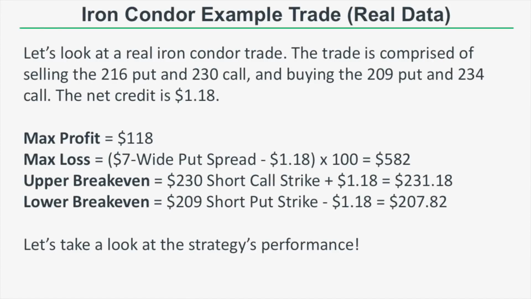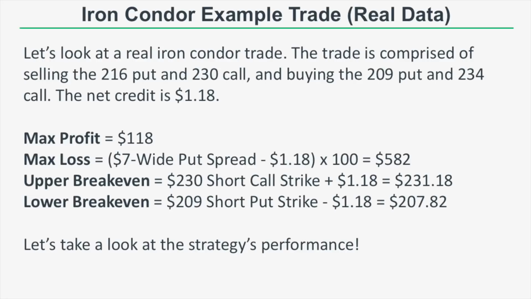The Iron Condor trade that we're going to look at is to sell the 216 put and 230 call, and then we're going to buy the 209 put and the 234 call. So that leaves us with the 216, 209 put credit spread and the 230, 234 call credit spread. Now we're going to collect a net credit of $1.18 per Iron Condor that we sell. That means our maximum profit potential is going to be $118 since we collected a net credit of $1.18.